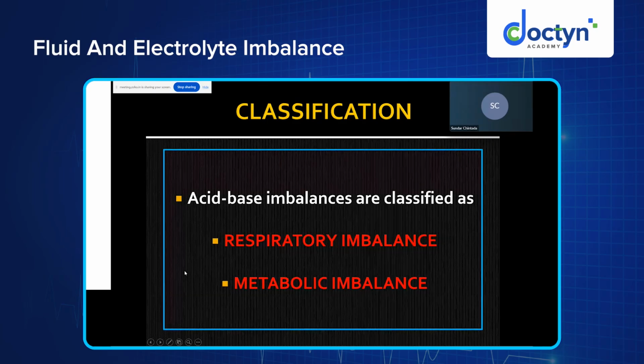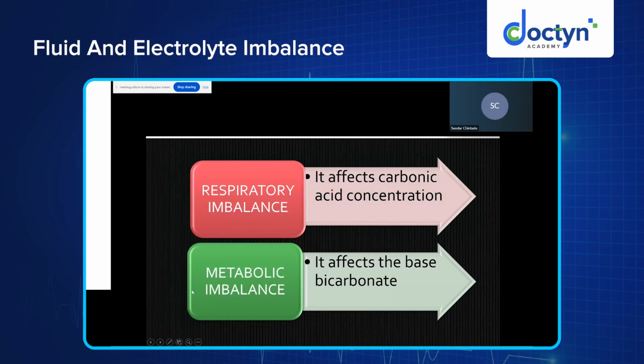Acid-base imbalances are classified as either respiratory imbalance or metabolic imbalance. So let us look into it. Respiratory imbalance affects the carbonic acid concentration, and metabolic imbalance affects the base bicarbonate concentration.